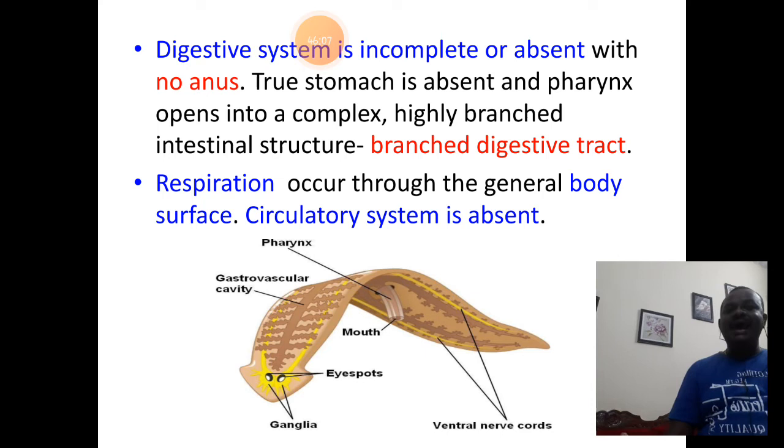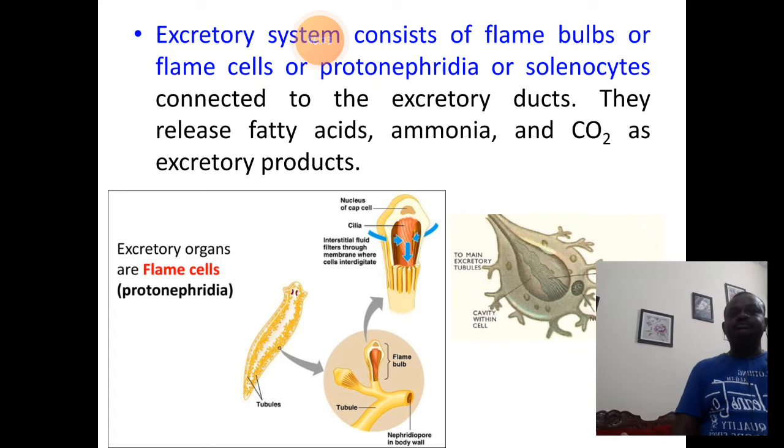And the respiratory system is absent because it doesn't involve many organs. It directly takes place through the body surface by the diffusion process. Circulatory system is totally absent in the case of flatworms. The next important feature is the excretory system. Excretion refers to removal of unwanted waste of the body after the metabolism.